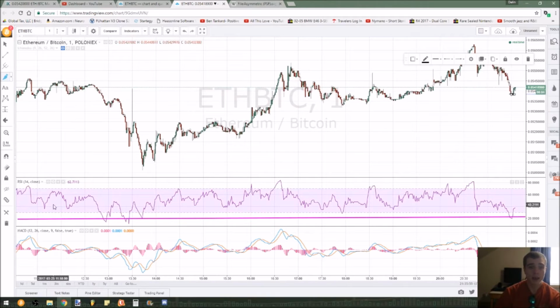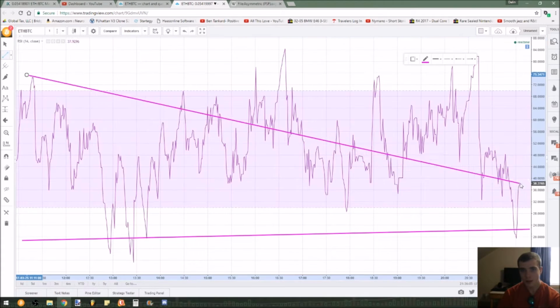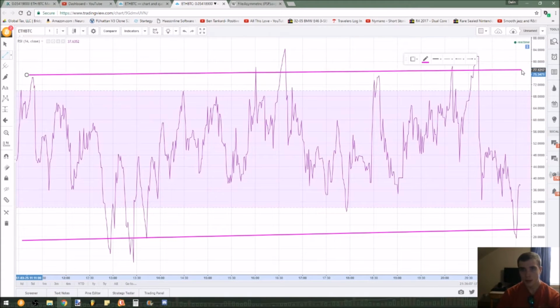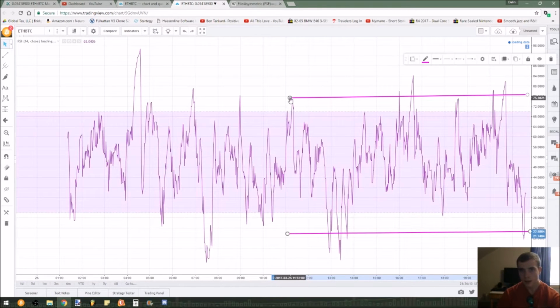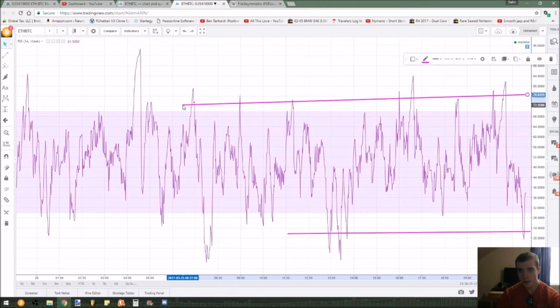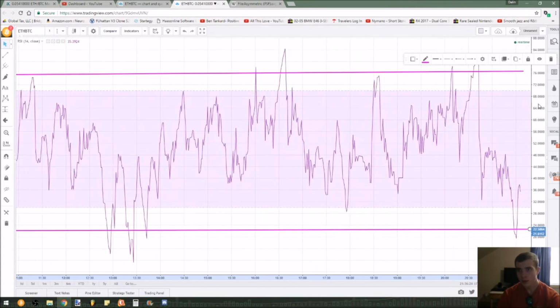But back testing, if we look at that line right there and then we draw another line around the 75 area on the top, okay, 75 area and 22 area.